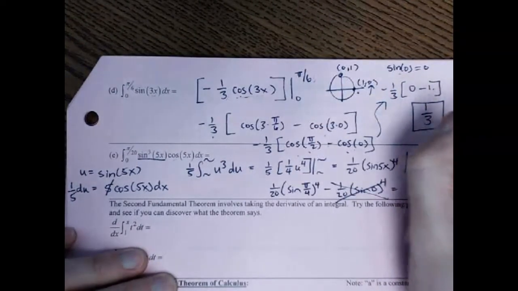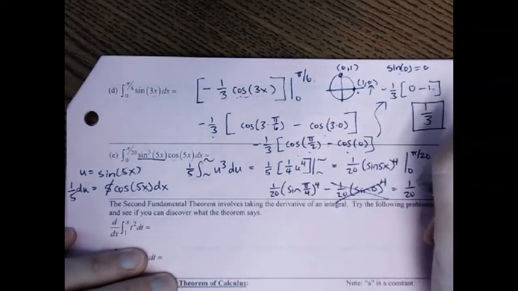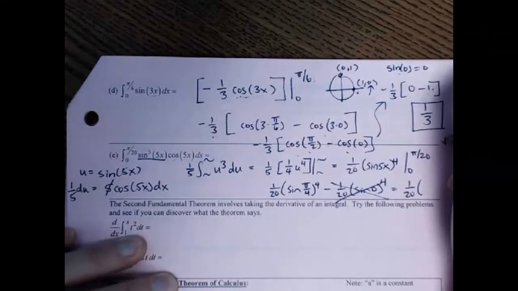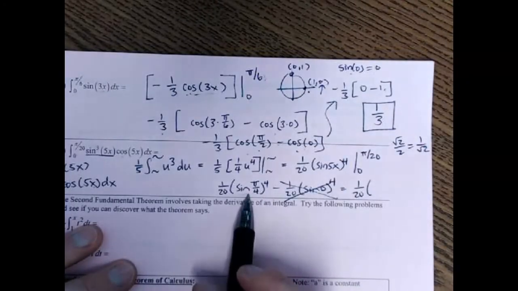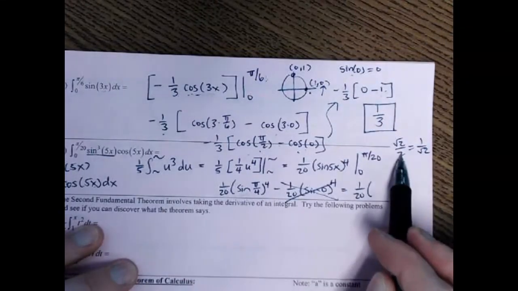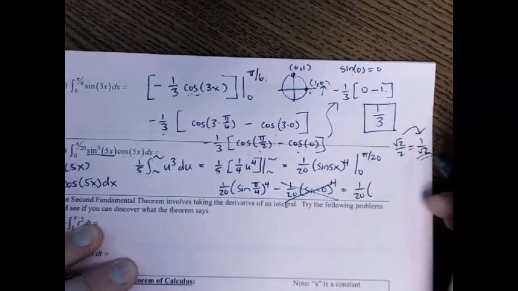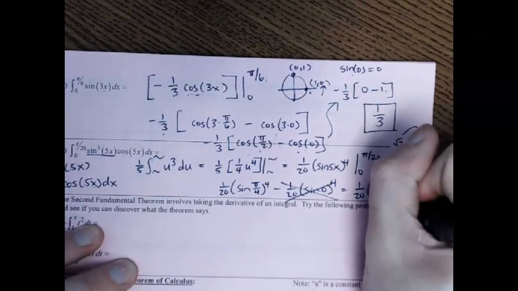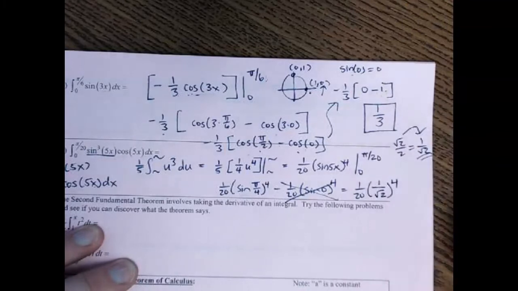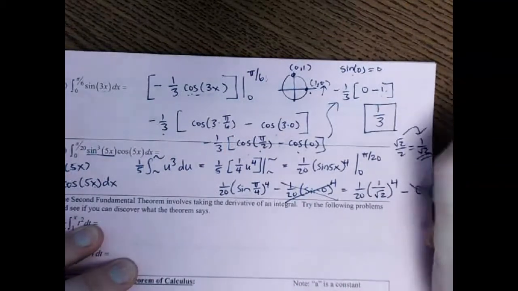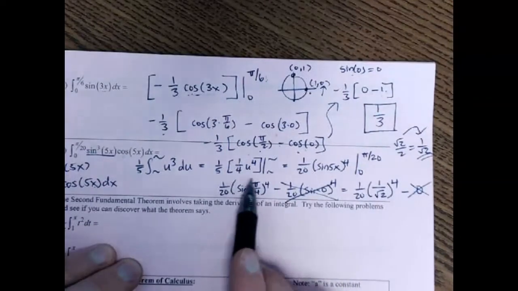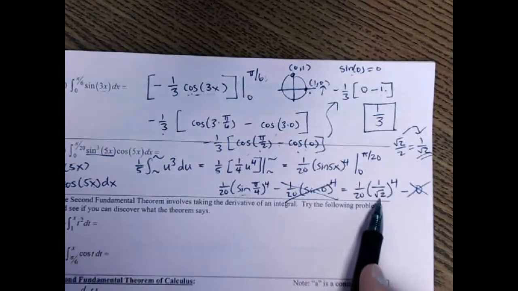So I have 1/20. The sine of pi/4 is root 2/2. But that's the same thing as 1 over the root of 2. Right? Sine of pi/4, that's root 2/2. I'm going to use the easier version, 1 over the root of 2. And then minus 0, right? And then we don't really have to write that. All of this part, that's your root 2/2, or your 1 over the root of 2.